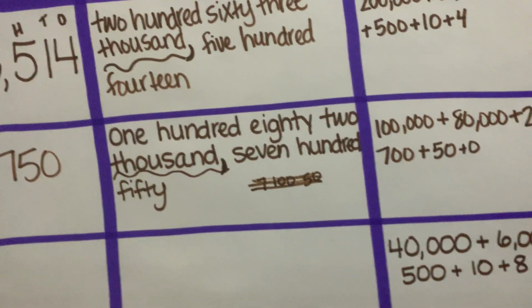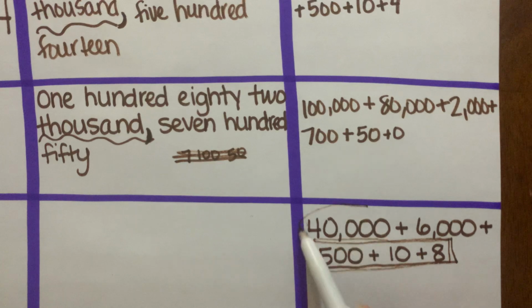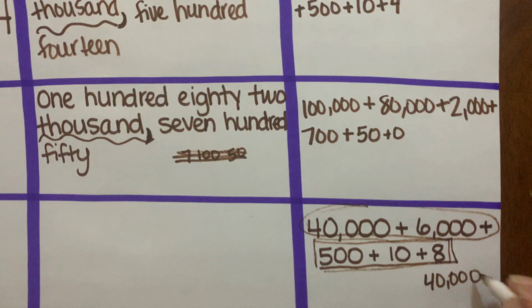All right, let's do one last one. Here I have the expanded form telling me I have 40,000. This is easier to go from written to standard. So I have 40 in my 10,000s. 6 in my thousands. Now I noticed that here I have my hundreds, my tens, and my ones. So this is going to be after my comma. So what's before my comma? These two. 40,000 plus 6,000. Well, what is 40,000 plus 6,000?